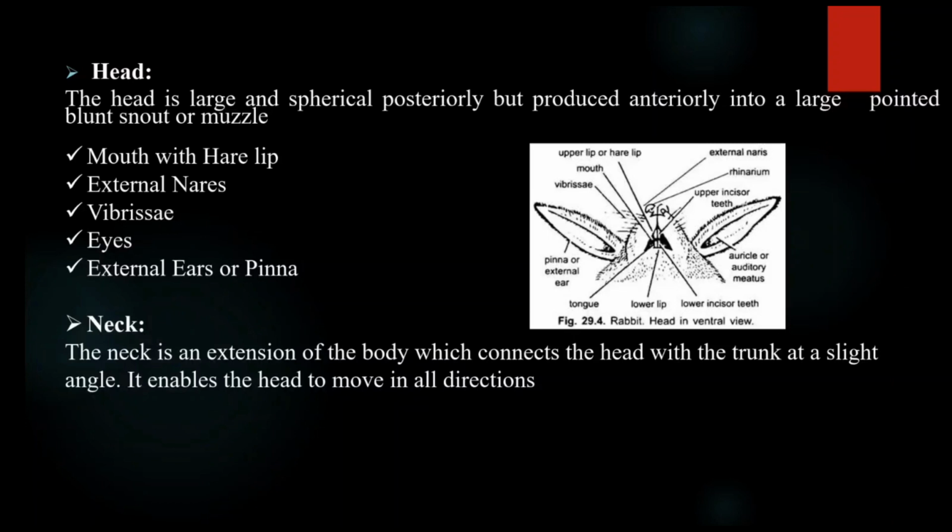The neck is an extension of the body which connects the head and the trunk at a slight angle, and it enables the animal to move in all directions. The neck of the rabbit is short and flexible, and it has the advantage in burrowing and fast running habits.